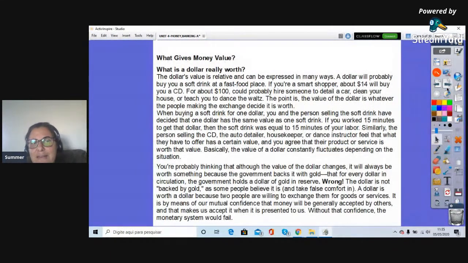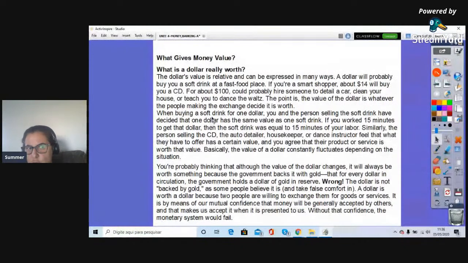And what gives money its value? What is the dollar really worth? The dollar's value can be expressed in many ways, actually. Imagine you buy a soft drink at a fast food restaurant, a soda, or you can buy a CD for $14 or a t-shirt. Or I can hire somebody to teach me how to dance samba, how to fix my car, how to clean my house for $100. The point is the value of the dollar is whatever the people making the exchange decide it's worth.